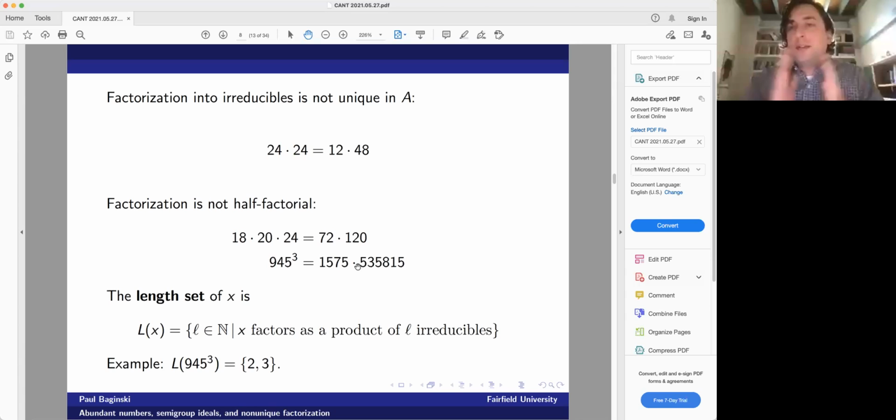As soon as you get different factorization lengths, factorization theorists like to collect them all into something called a length set. This is just all the different factorization lengths of an element. If we look at each factorization of the element, we just count how many irreducibles are in that factorization. For instance, 945 cubed: we had a factorization on the left as 3 irreducibles, so 3 is a length. And we had a factorization on the right that was 2 irreducibles, so 2 is a length. So 2 and 3 are in the length set of 945 cubed, and you can argue that those are the only 2 possible factorization lengths.